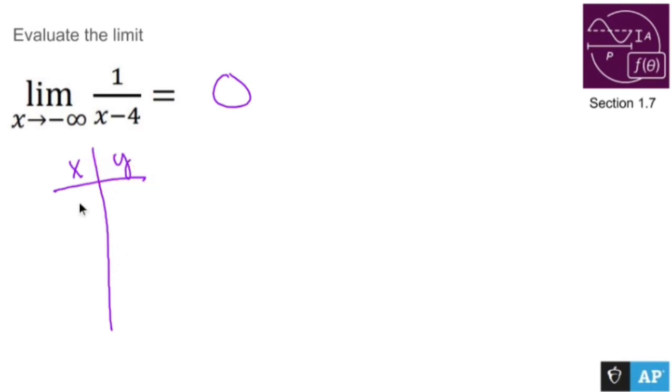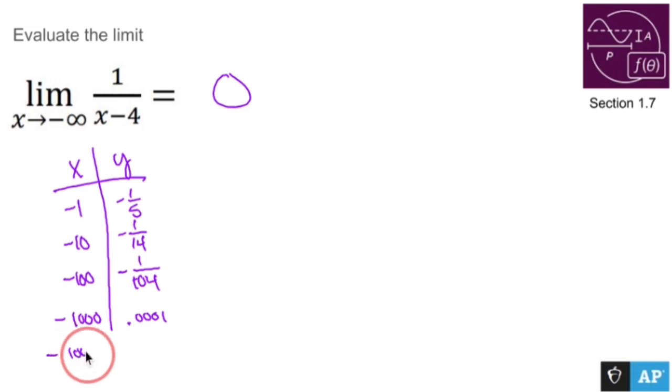infinity. If I were to plug in -1, I'd get 1 over -1/5. Great. If I were to plug in -10, I'd get 1 over -1 over 14th, a much smaller number. If I were to plug in 100, I would get 1 over regular 104. So these numbers are getting smaller, smaller, smaller, and what they're doing is giving me numbers awfully close to 0.